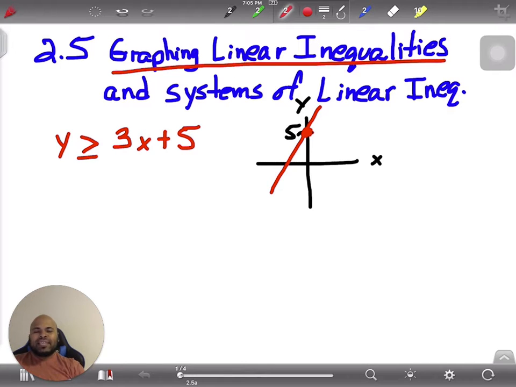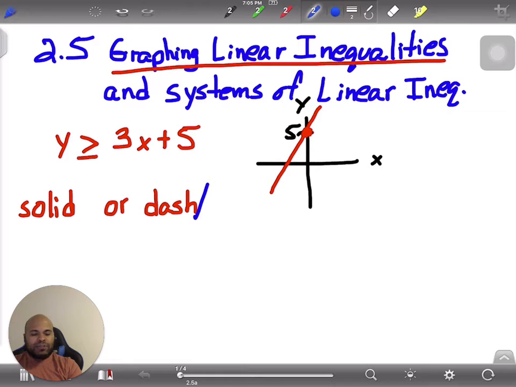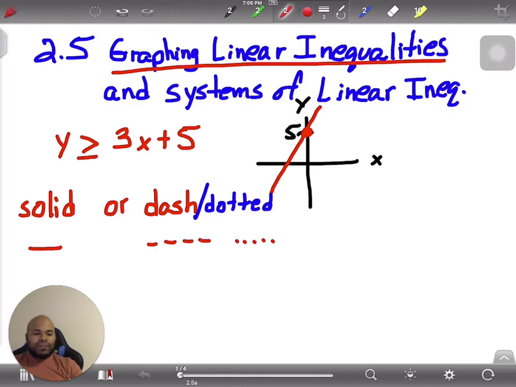Now, I have to take into consideration two things. Number one, that line that I just drew could be solid, and that one is solid, or it could be dashed or dotted. Some places write it in different ways, but it's the same thing: a dashed line or a dotted line. A solid line is just a solid line, and a dashed line has dashes or dots, depending on the platform that you're in. These two mean the same thing.